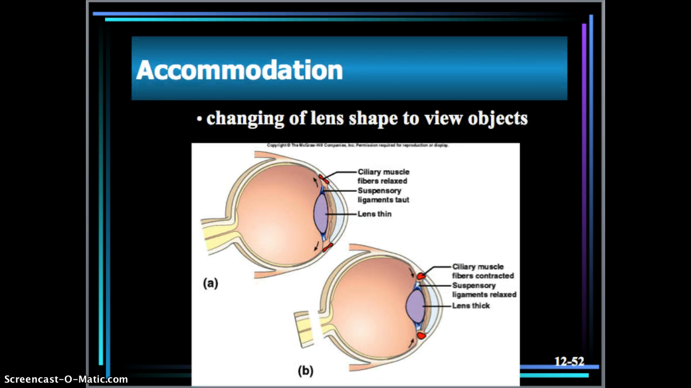So accommodation is when the tension of those suspensory ligaments relaxes, and when they relax, it causes the lens to have a more convex shape. And this occurs when you're trying to focus on something closer to your face. When they become more tense, you have a less convex lens, and this is when you're focusing on something farther away. And this is called accommodation.